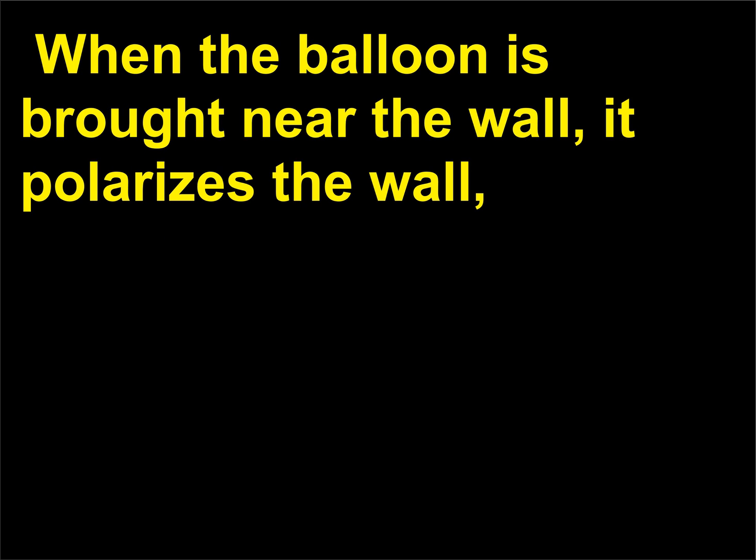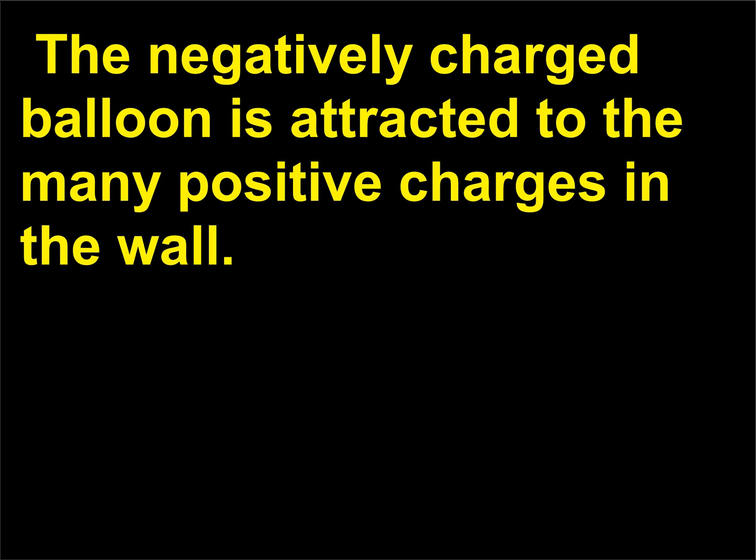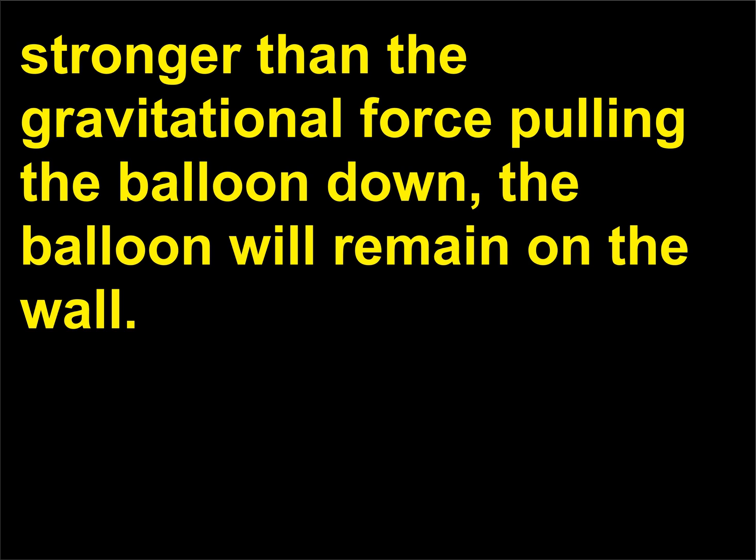When the balloon is brought near the wall, it polarizes the wall, moving the positive charges toward it and repelling the negative charges away. The negatively charged balloon is attracted to the many positive charges in the wall. As long as the electrostatic force and frictional force between the balloon and the wall are stronger than the gravitational force pulling the balloon down, the balloon will remain on the wall.